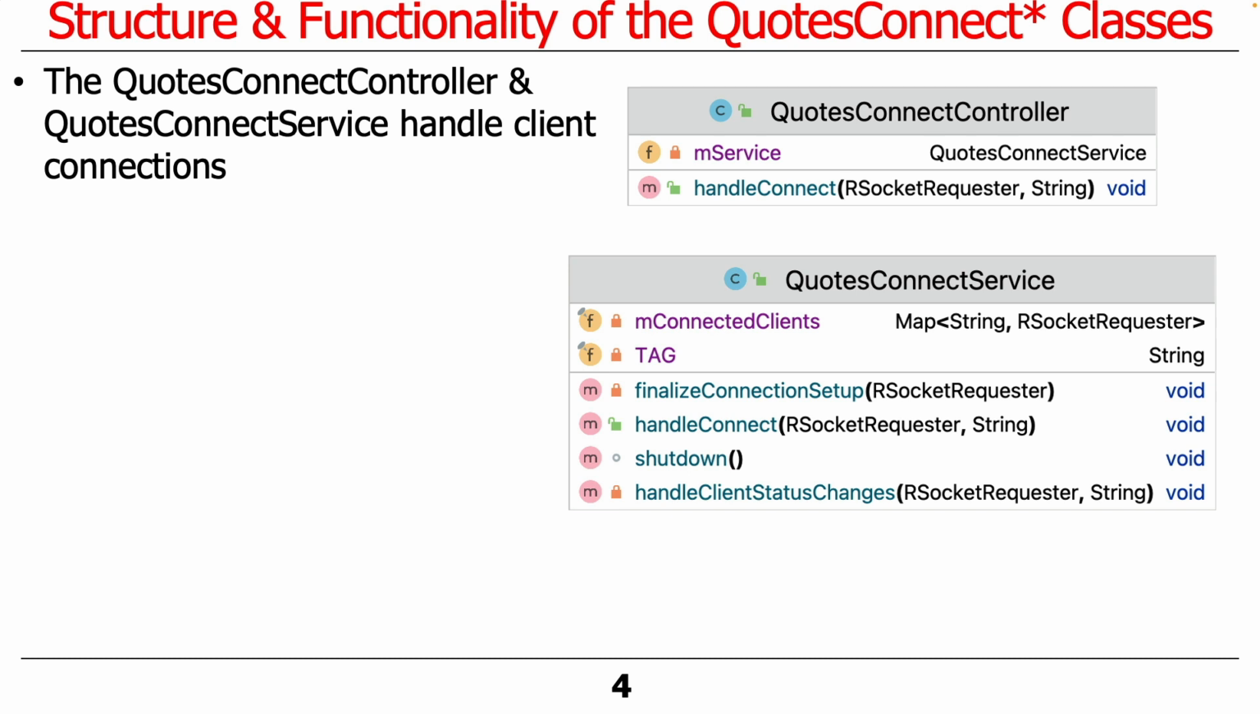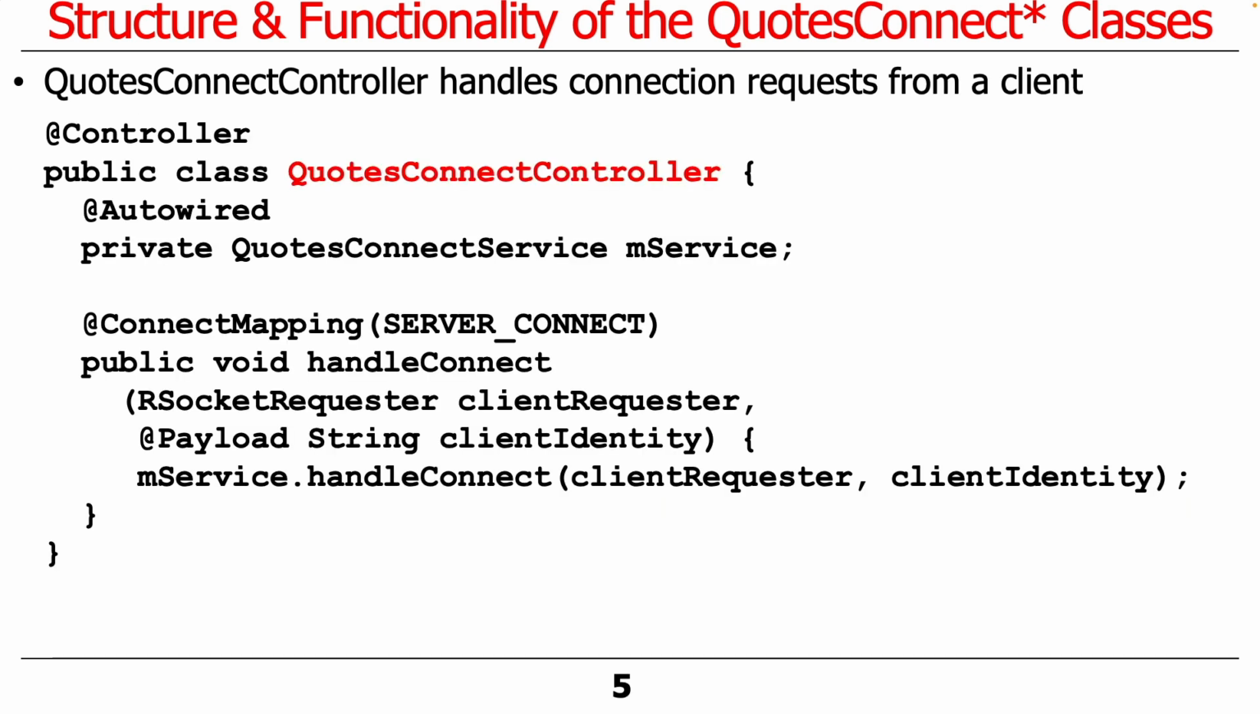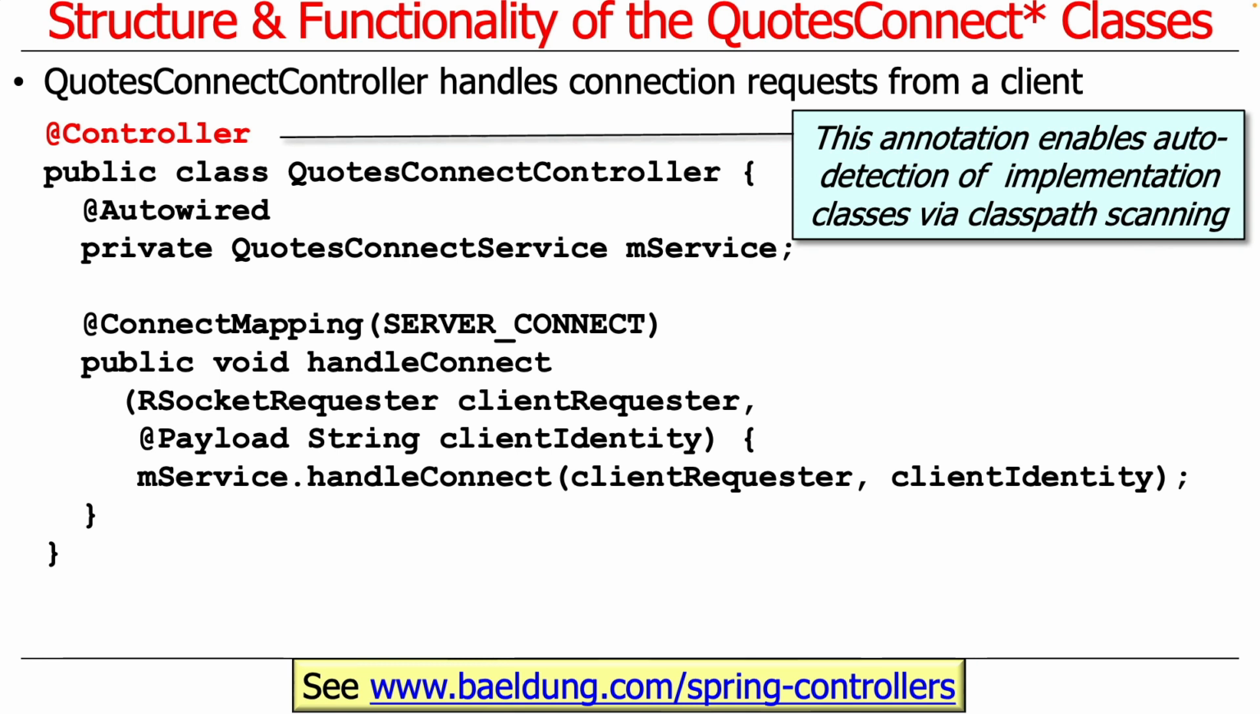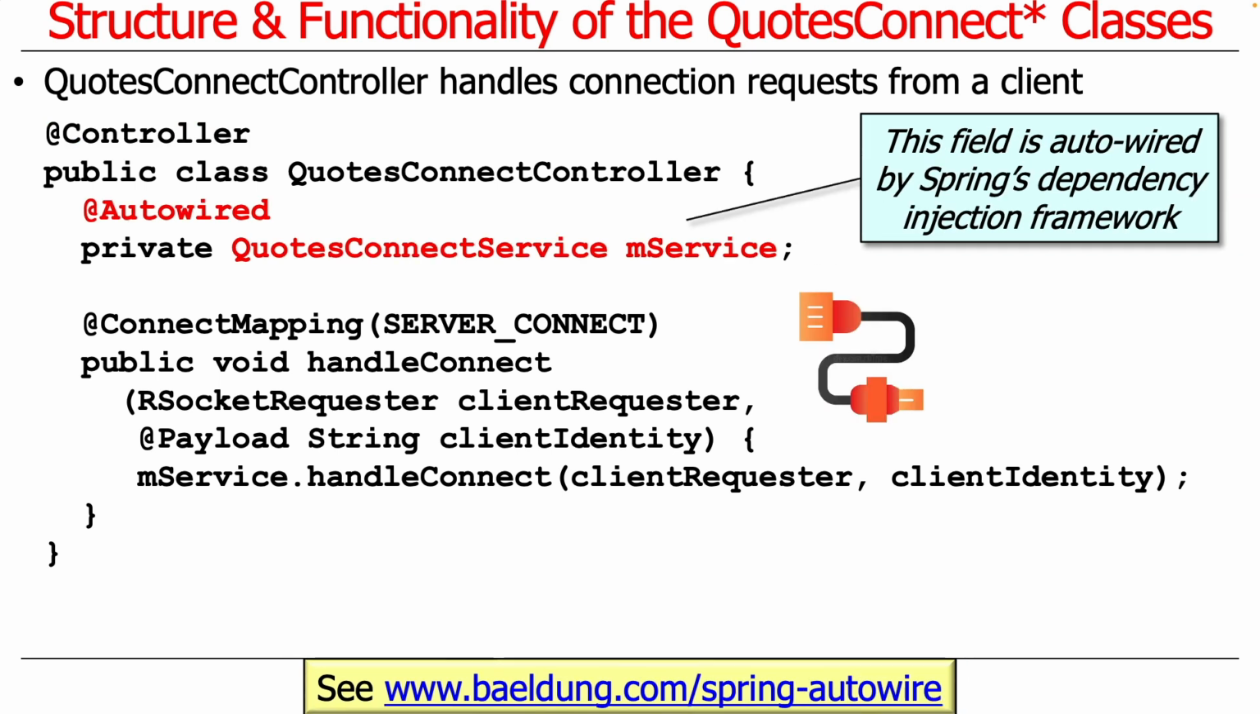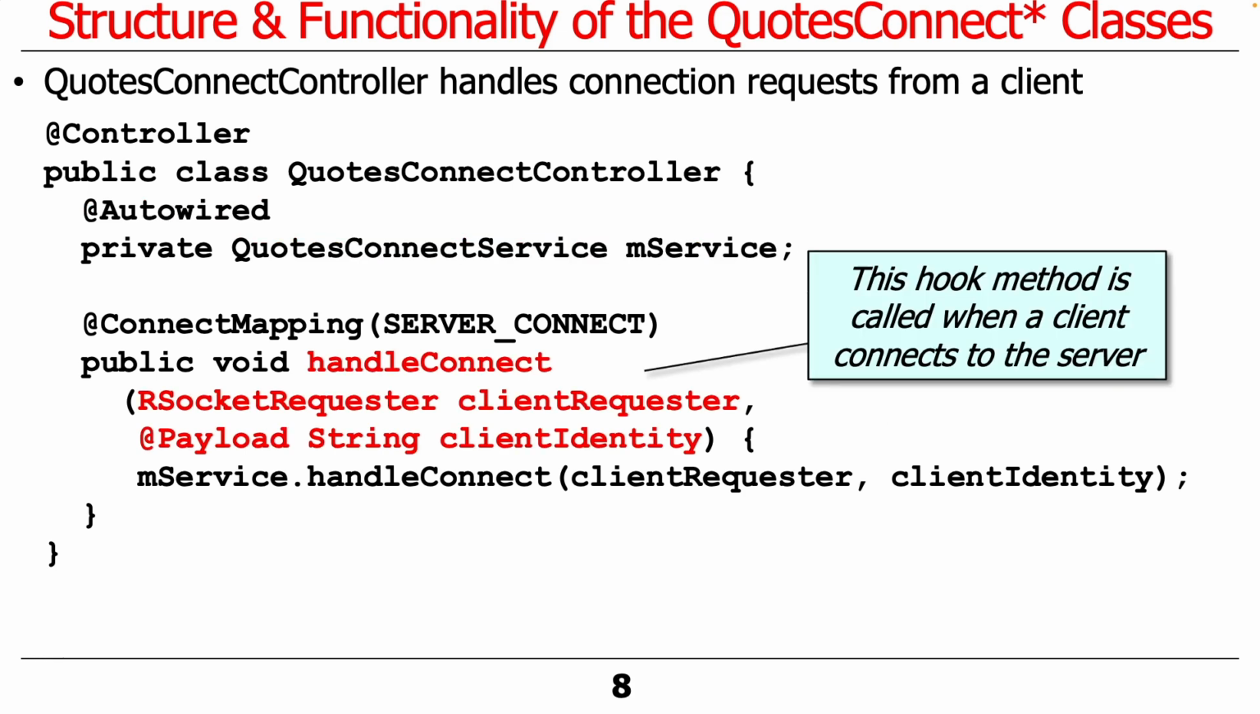And you'll see we have two of these things, and we'll talk about the various methods and the fields and stuff like that in a second. So the Quotes Connect controller is a controller, not a REST controller. It's a good old controller, and that enables it to do class path scanning and dependency injection and all that kind of good stuff. Similar to a REST controller, just doesn't use REST. It's connected via auto wiring to the Quotes Connect service. No real surprise there. It's got a single method called handle connect, and this is a method that's called back whenever the client establishes a connection.